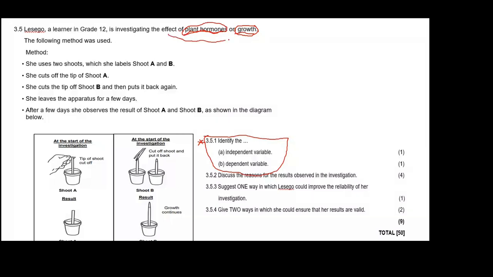What is causing an effect on the growth? It's the plant hormones. So you have to ask yourself, what am I investigating? I'm investigating plant growth. What is having an effect on the plant growth? The plant hormones. All right. Now, with those two facts in your head, the growth is being investigated, and the plant hormones have an effect on the growth, you can easily identify the dependent and the independent variable.